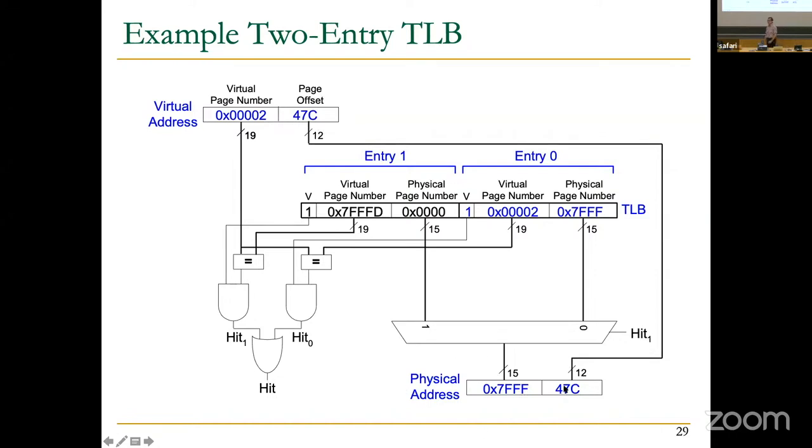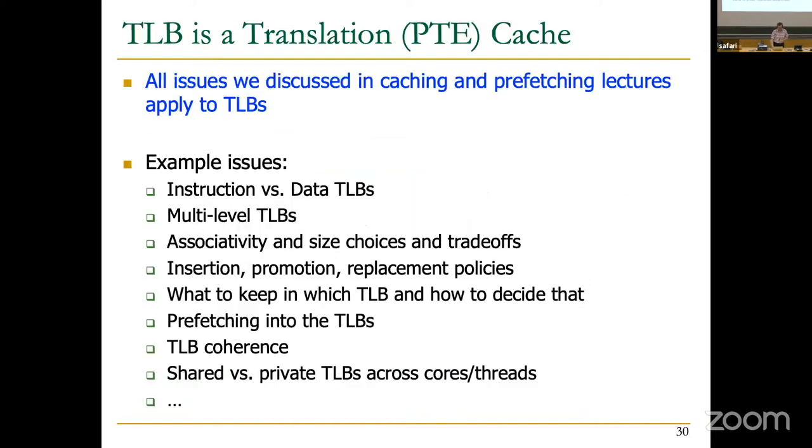Okay? So instead of doing the page table access, we replace it with the TLB access. If you miss in the TLB, if you don't have the translation in the TLB, then you do the page table access that we saw yesterday. And then when you do the page table access, you access the page table entry and you bring it into the TLB, right? That's the idea. Just like you would cache data, you're caching page table entries in this case. Okay, no magic. Basically everything we discussed in caching and prefetching lectures applies to TLBs.